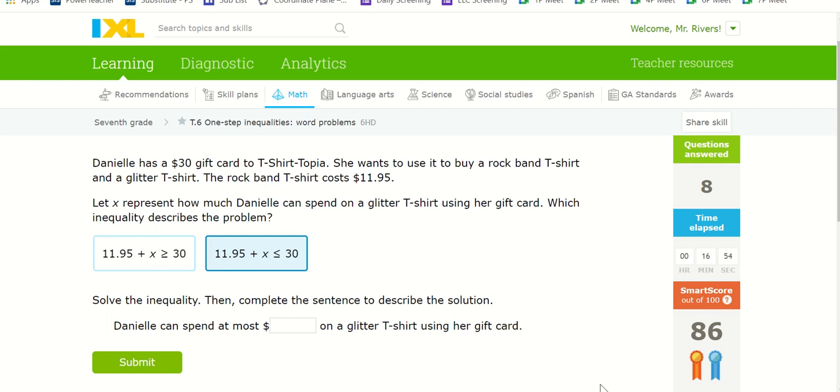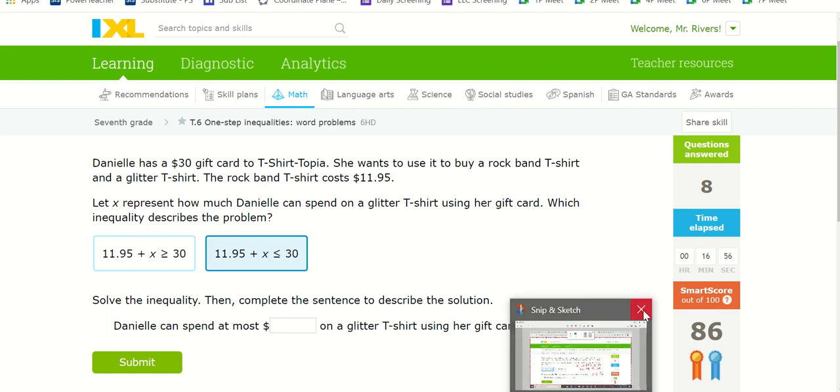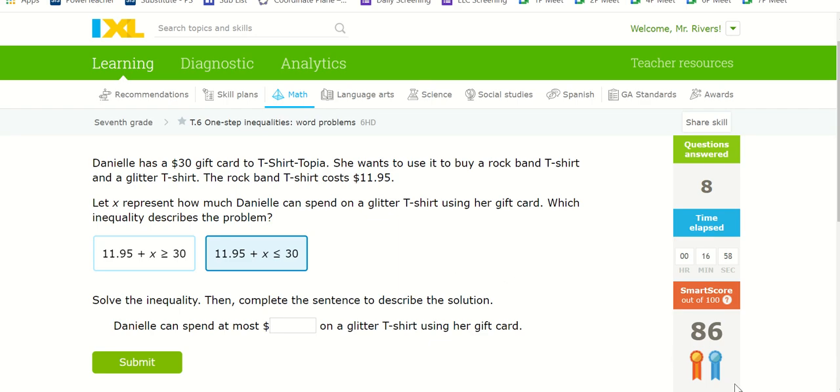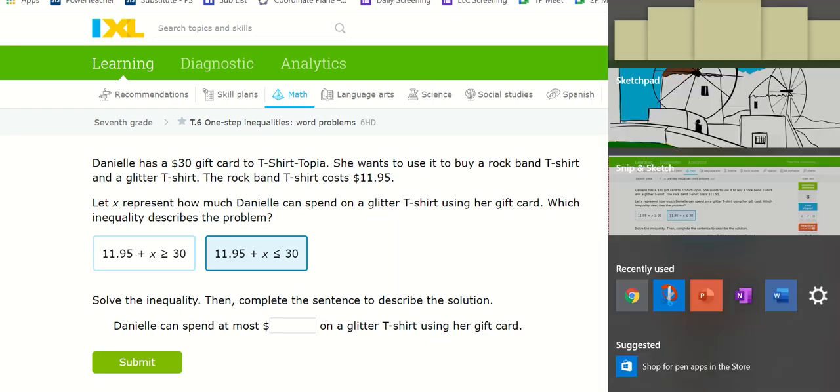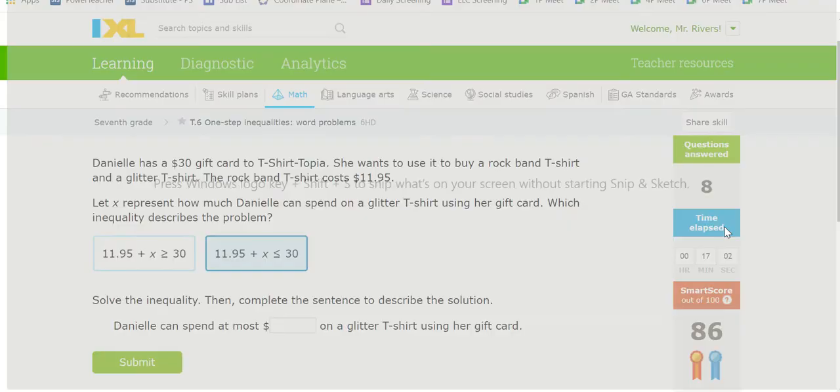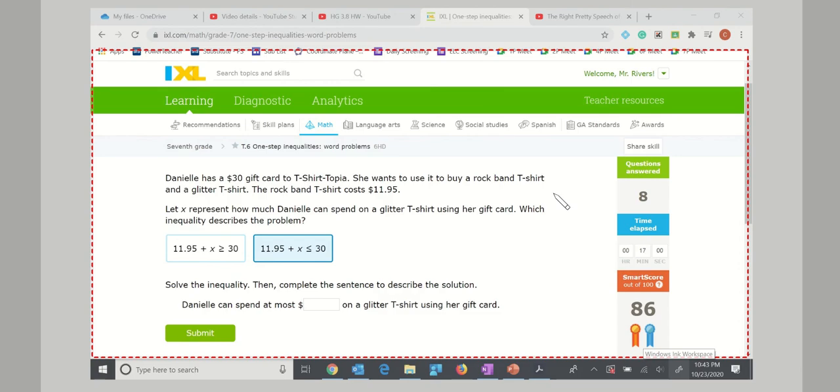All right, so let's do some subtraction here. I know you haven't really learned much about working with decimals, but let's see how we do this. We're going to subtract 11.95 from the left and from the right. So it's going to be 30 minus 11.95. Now check this out. We're going to do what's off to the right here: 0, 0, 0.00. We got to borrow.